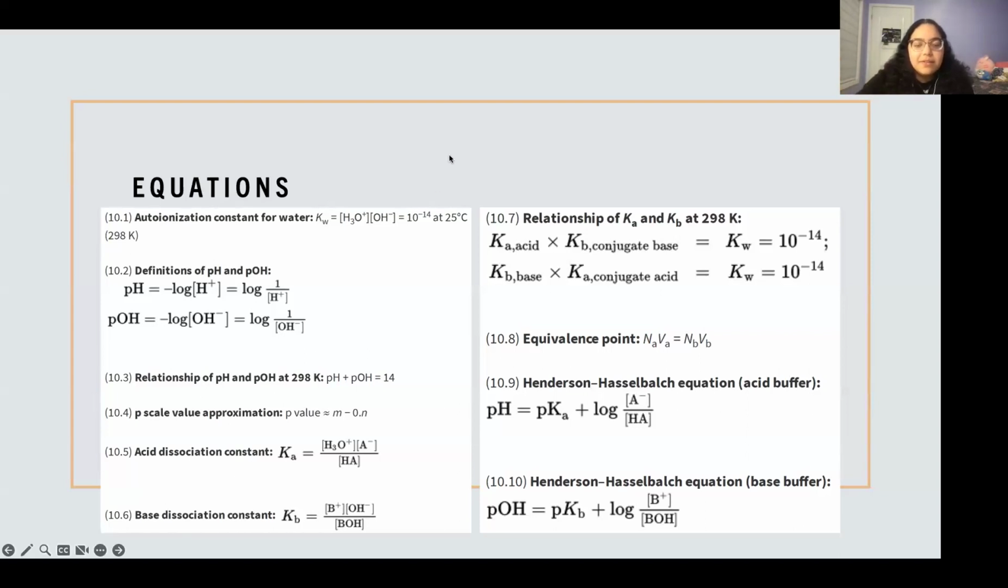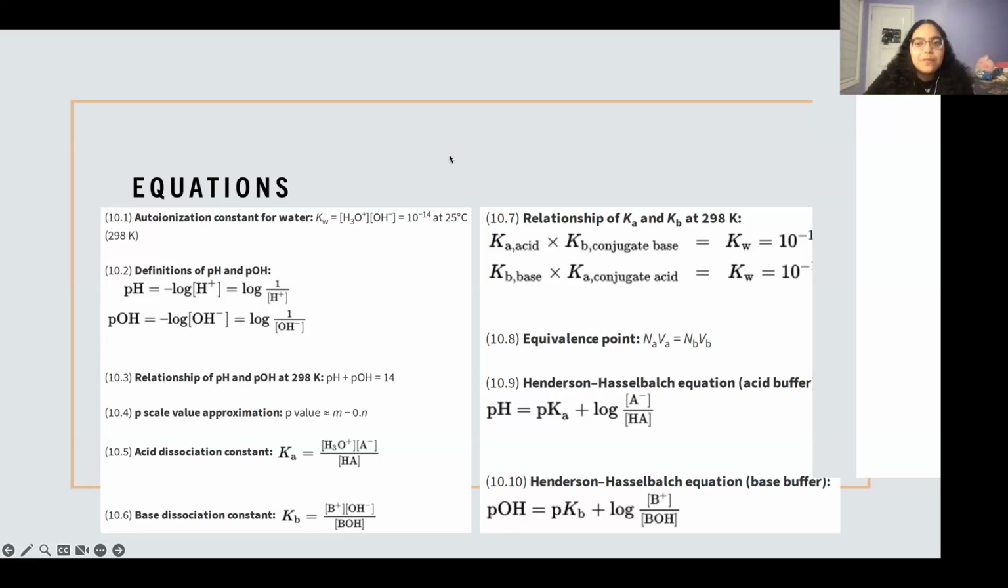That p-scale value approximation is a math trick where if you have something in scientific notation as n times 10 to the negative m, you can approximate the p-value, whether it's pKa or whatever, as m minus 0.n. So you just slide the decimal one position to the left, I guess you divide it by 10, and then subtract that from the exponent.